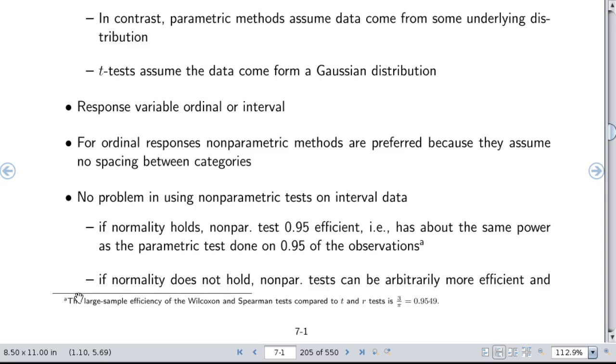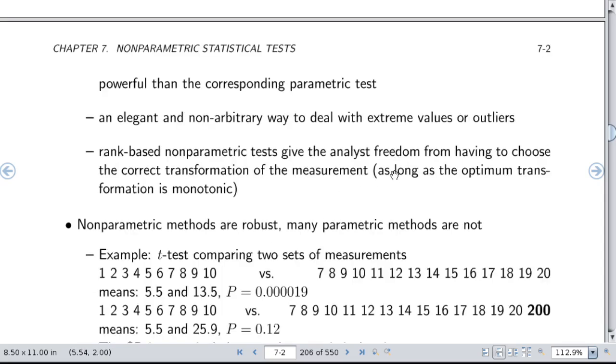Now, there's no problem in using nonparametric tests on interval data, so that if you have no ties in the data, so it's truly a continuous variable, the nonparametric test works fantastically well. So let's suppose you had a normal distribution for your raw data in actuality, and you used a nonparametric test such as the Wilcoxon test instead of a t-test. Well, that particular nonparametric test is 0.95 efficient. In other words, it's like dropping 1/20th of your sample size in terms of a loss of efficiency. If normality does not hold, the nonparametric test can be arbitrarily more efficient than the parametric test. So the parametric test could have relative efficiency that drops to zero.